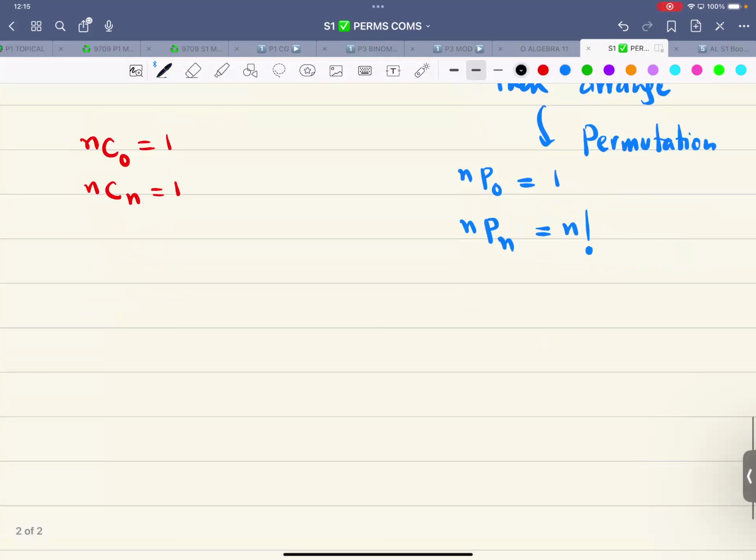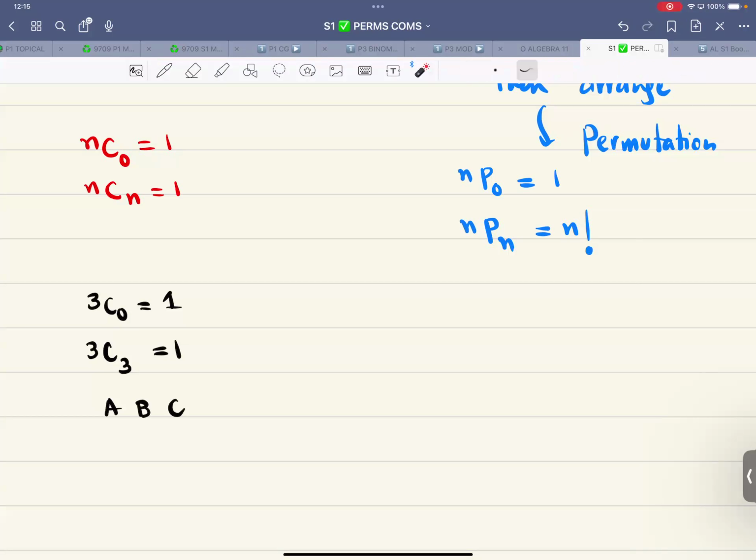Now, first of all, take out your calculator and let's go one by one on it. If I write 3C0, just double check, that is 1. If I write 3C3, that is 1. The best example to explain the idea is that there are 3 people, A, B, C. I want to select none of them. That's only one possibility. I want to select all 3 of them. That's also one possibility. But now if I talk about nPr, I want to select 1 and arrange it. It's also 1.